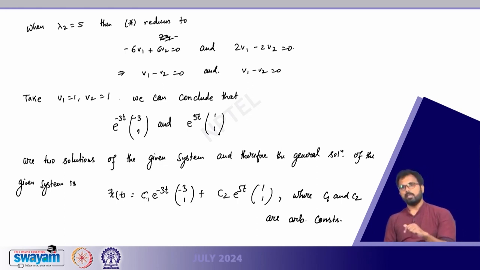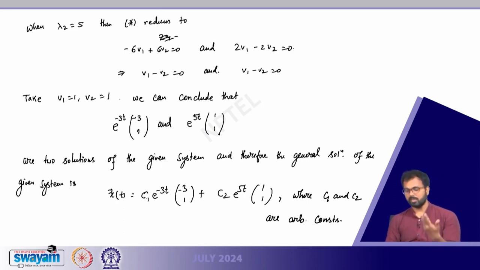Once you have the eigenvalues, you can also determine the eigenvectors, the method we already know. With the help of eigenvalues and eigenvectors, we can write down the solution x(t) as c1 e to the power lambda 1 t times the corresponding eigenvector plus c2 e to the power lambda 2 t times the corresponding eigenvector, and that will be our general solution of the given system. Now the actual discussion comes: when do we call this system of equations leading to a stable solution and an unstable solution?